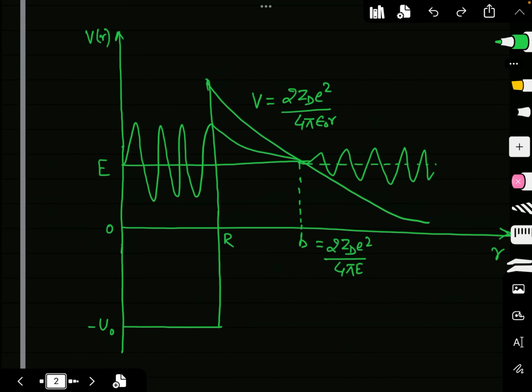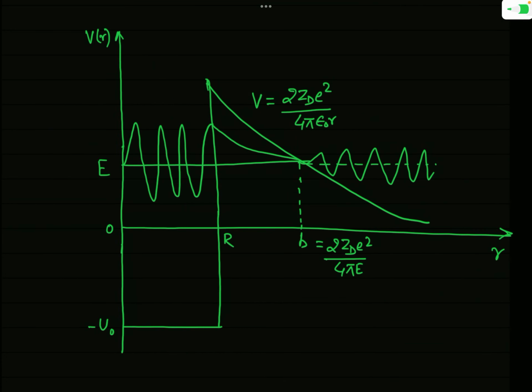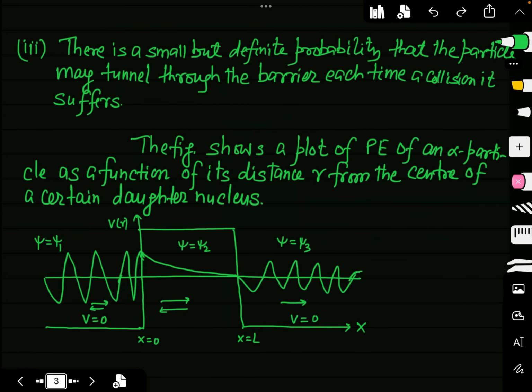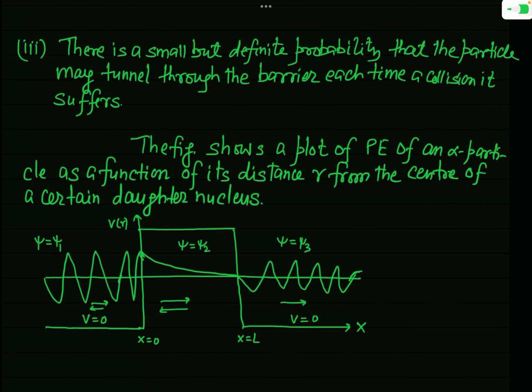Actually, in this theory, we will calculate the probability of penetration. The next notion of this theory is that there is a small but definite probability, as I have told you, that the alpha particle may tunnel through the barrier each time it suffers a collision. Whenever the alpha particle is incident on the potential barrier, there will be a finite probability of transmission in accordance with the tunneling effect or the barrier penetration theory of quantum mechanics.